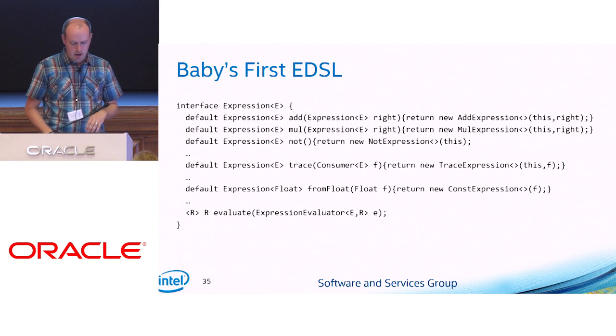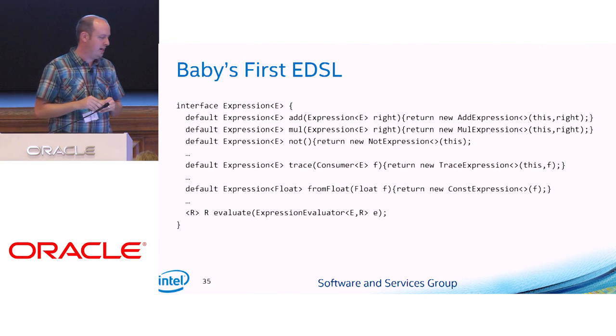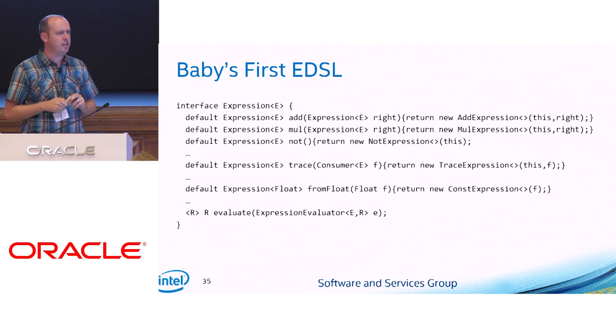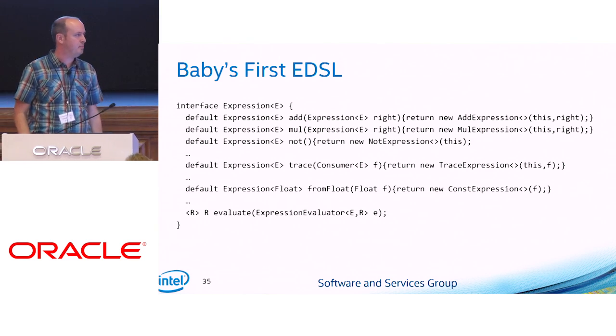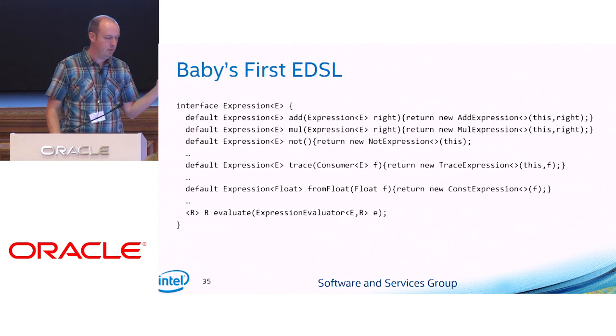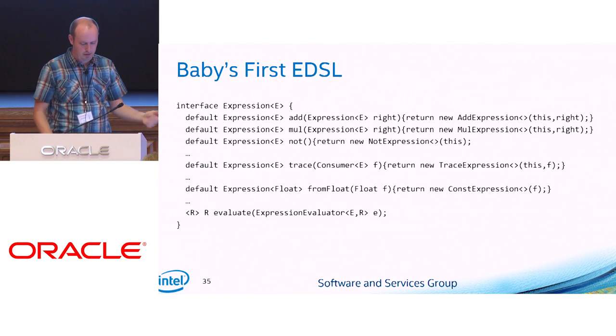That's cool. And then you have your actual evaluator, which is a kind of reductive visitor in the sense that it traverses the tree and collapses it all down to one value, in this case being a bound-up method handle.